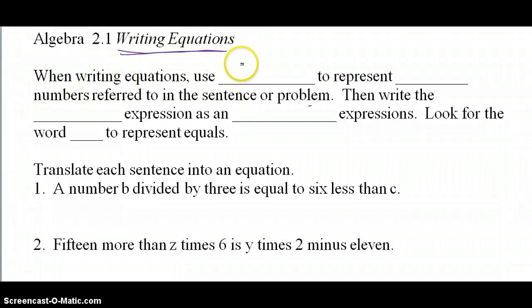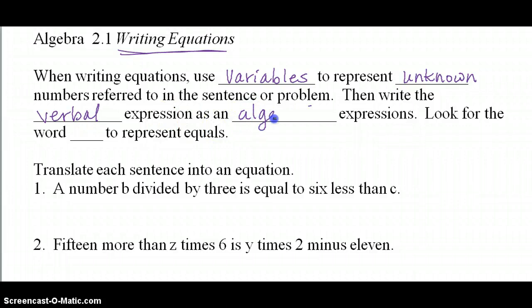When writing equations, we're going to use variables to represent unknown numbers referred to in the sentence or problem. Then write the verbal expression as an algebraic expression. Look for the word is to represent equals. So in other words, sometimes it's an algebraic expression and sometimes it's an equation.